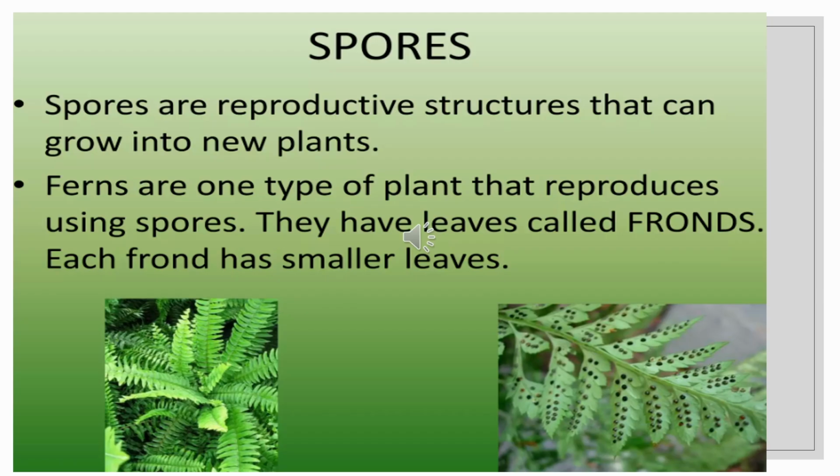Spores are reproductive structures that can grow into new plants. Ferns are one type of plant that reproduces using spores. They have leaves called fronds. Each frond has smaller leaves. So now at the bottom of this slide, you will see the black spots on the leaf. Those black spots are the spores that will eventually be the agent of reproduction for the fern plant. Okay.